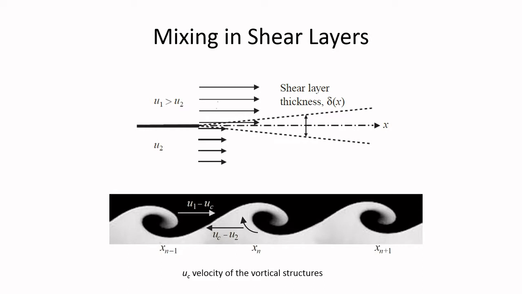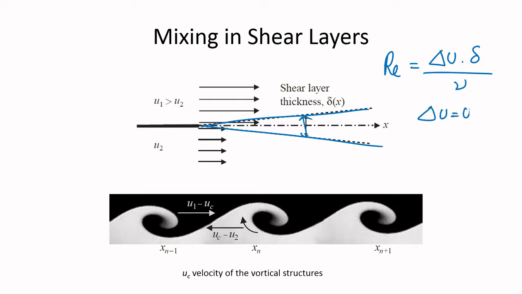So if you have two parallel layers moving at different velocities, one moving with u1, another moving with u2, and u1 greater than u2, then you will have a shear layer developing between them, and this is governed by the shear layer thickness. Now the Reynolds number typically used to characterize this is delta u times delta, which is the shear layer thickness, divided by nu, where delta u is u1 minus u2. And when you have this kind of situation, the shear layer does not develop like this by itself. What happens is that it leads to the development of instabilities.